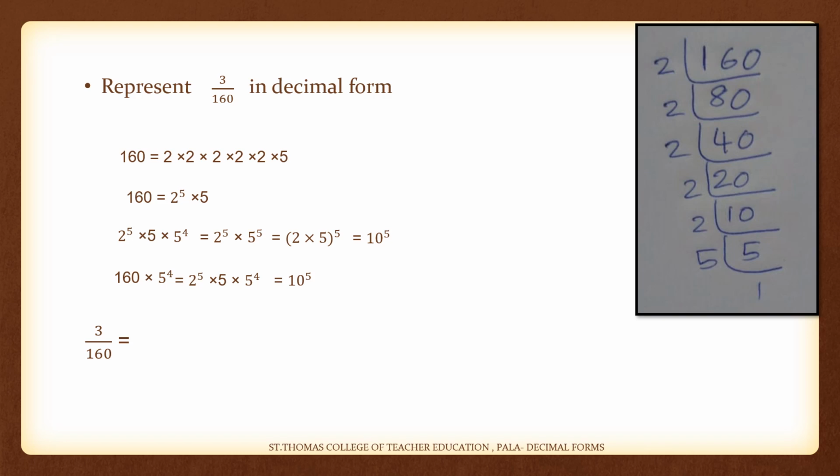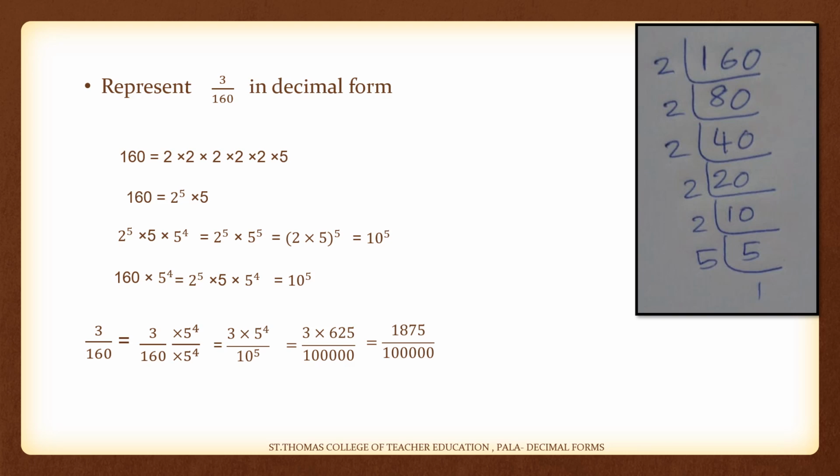Now tell me, what is the next step? Yes, multiplying numerator and denominator with this 5 raised to 4. So that the numerator becomes 3 into 5 raised to 4 and the denominator becomes 10 raised to 5. Okay. What is 5 raised to 4? It's 625. I'm not going to do the calculation. You have to do it by yourself and verify. Okay. And we get 1875 divided by 1 lakh.